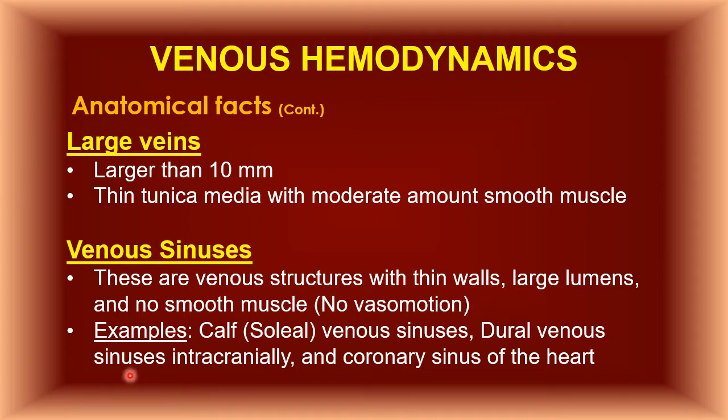Examples of these are the venous sinuses in the calf muscles, mainly the soleal and also the gastrocnemius muscles. Also the dural venous sinuses, which are intracranial, especially in the midline in the brain, and also the coronary sinus of the heart.